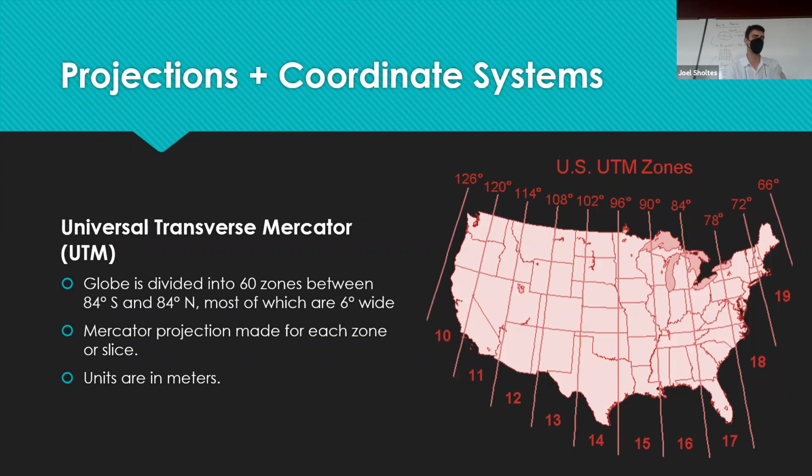Here's the UTM projection or coordinate system. So 60 zones across the globe at these lat-long values, and we have this Mercator cylindrical projection for each zone. Units are always in meters, and Colorado is mostly in UTM zone 13, but there's a little sliver in 12, you can see right here. And so actually Grand Junction's in UTM 12.